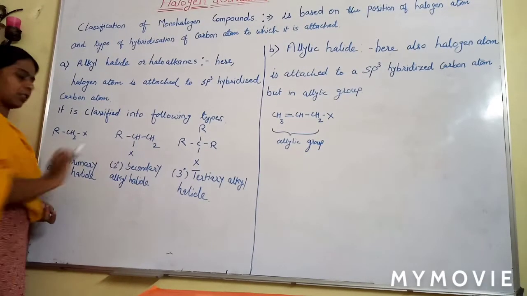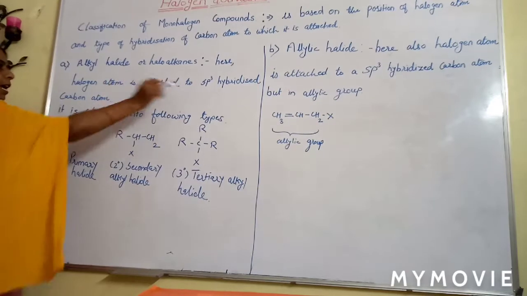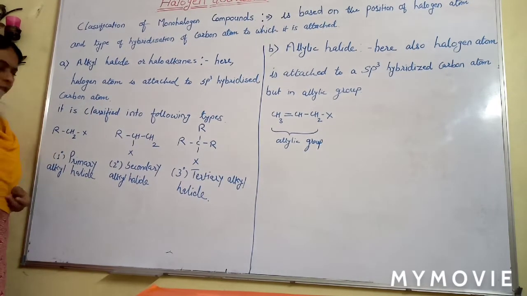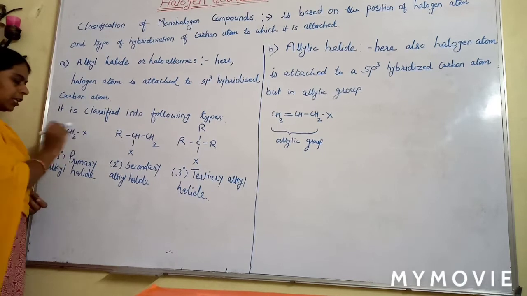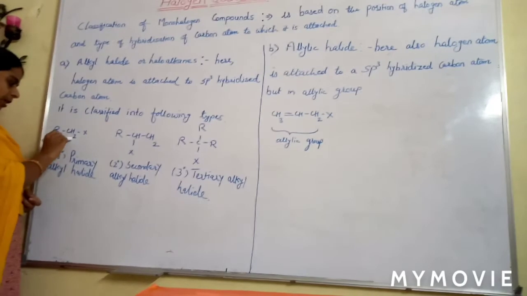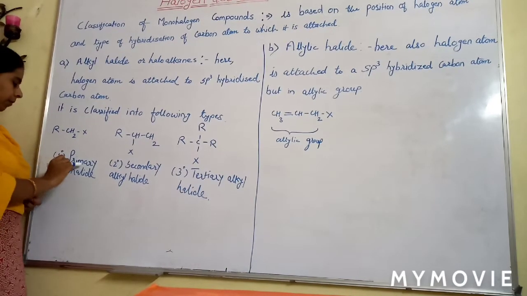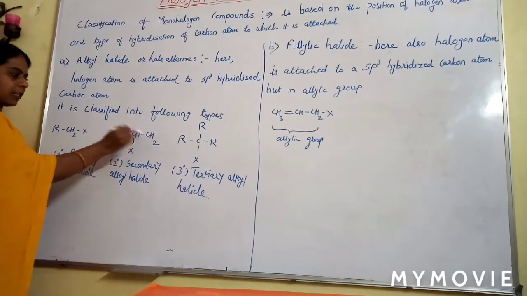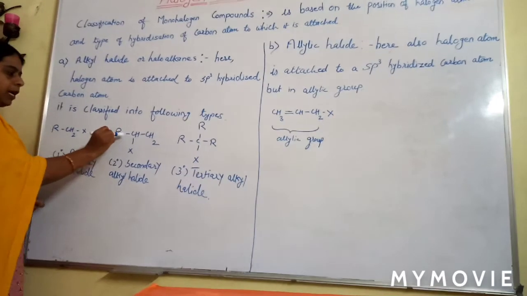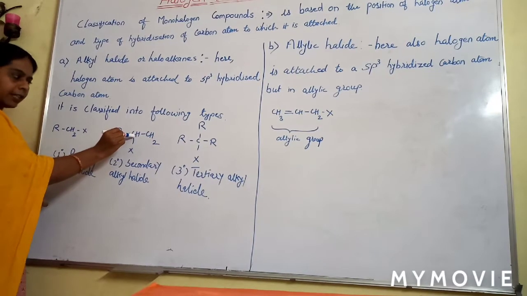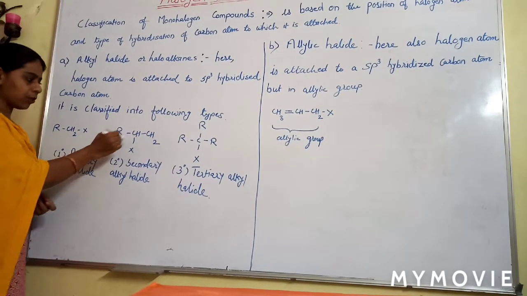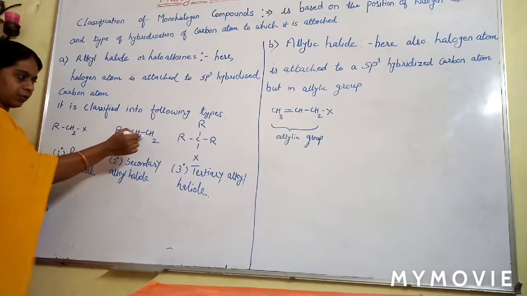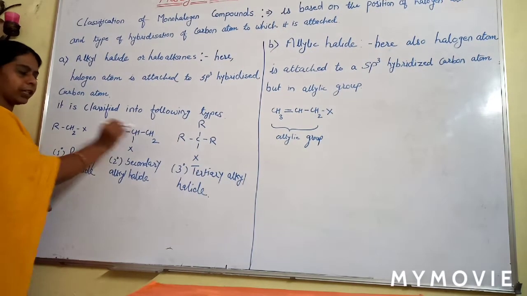Here in all three structures, the halogen atom is attached to the sp3 hybridized carbon atom, but we'll see the position of that halogen. Here this halogen atom is attached to the first carbon atom, and hence it is called primary or 1 degree alkyl halide. Here the halogen atom is attached to a secondary carbon atom, and why is it secondary? Because this carbon atom is attached to two adjacent different carbon atoms, because R is also a carbon and this is already a carbon, so two different carbon atoms.